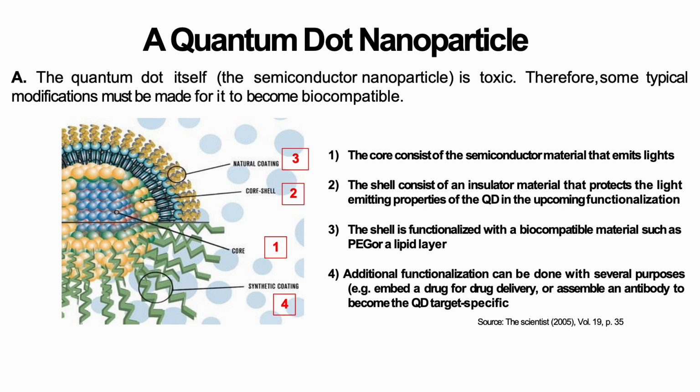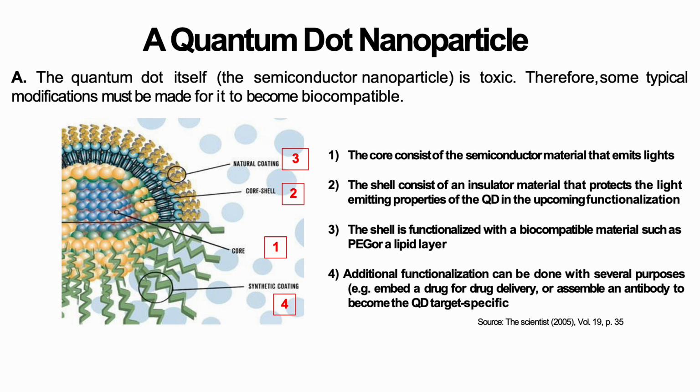And of course, we have to add on this the antibodies that we also create. And those antibodies are extremely selective for specific proteins that are on the surface of target cells. And then number four is additional functionalization, which can be done with several purposes. So here we can embed a drug for drug delivery. Here we can add an antibody to make the quantum dot target specific. So this is a system here in front of you.